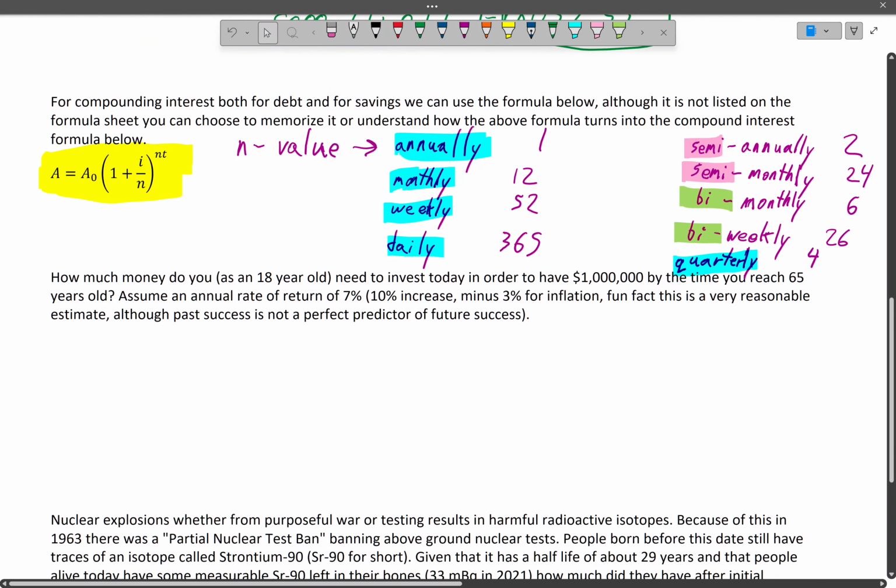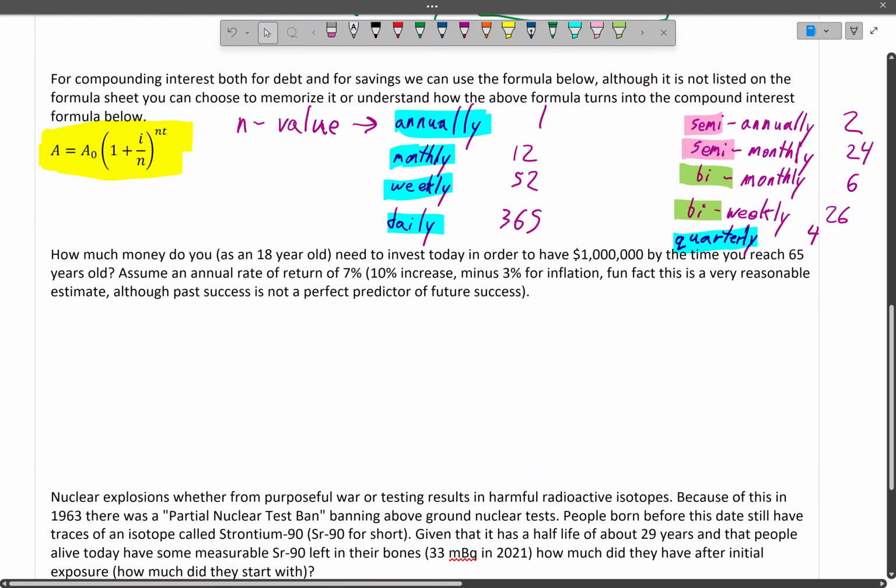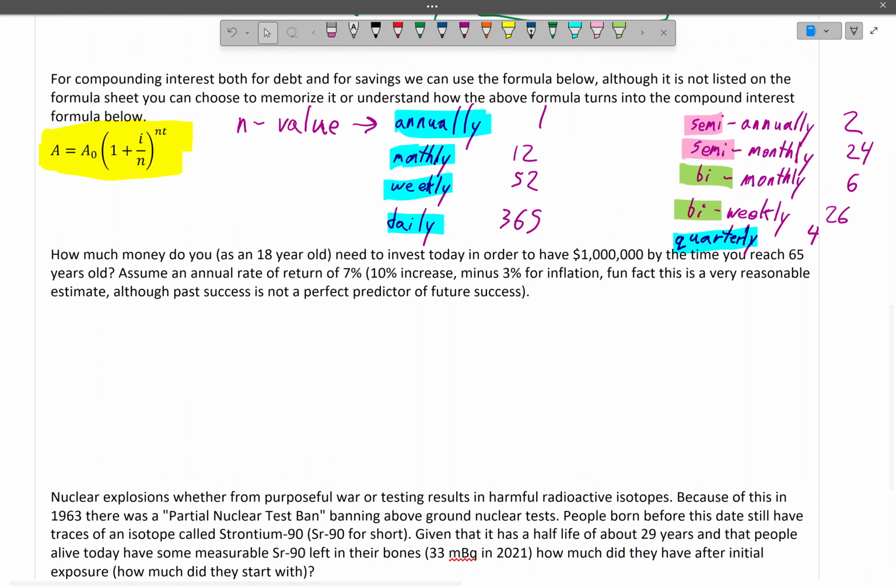Okay, so we have this formula, we have these words. How can we go ahead and solve this next one? So you as an 18-year-old, I realize you might be a different age, but let's just pretend you're 18 for the purpose of this question. You can change this, by the way, to your age, just to see if you can find a more interesting answer. But anyways, you as an 18-year-old need to invest today in order to have $1 million by the time you're 65 years old. So how much do you need to invest today?